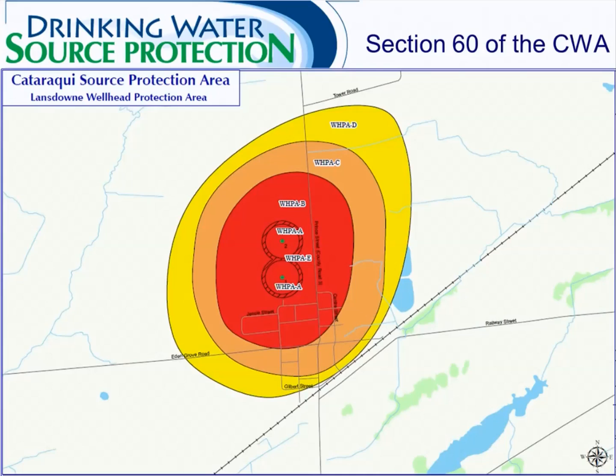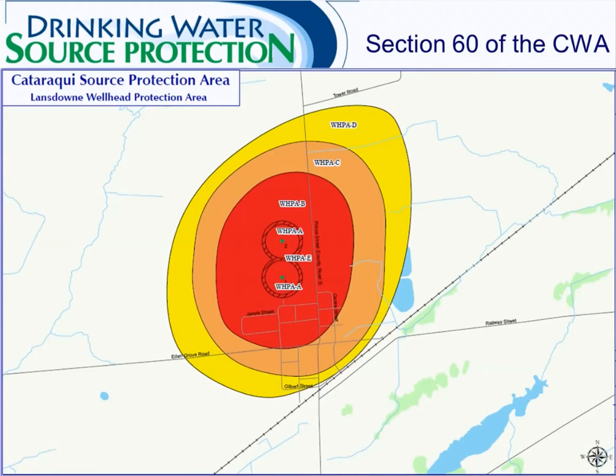When a person falls under Section 57 or Section 58, i.e. prohibition or risk management plans, they have the option of preparing a risk assessment under Section 60 of the Clean Water Act. The risk assessment issues a challenge to be excluded from Part 4 policies. This requires changing the vulnerability score of their area and proof that their proposed activity would not be a significant drinking water threat.